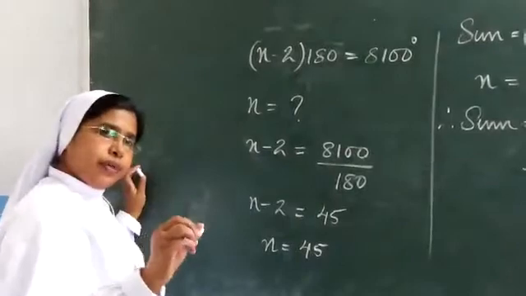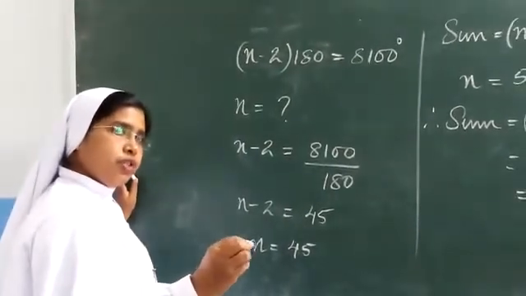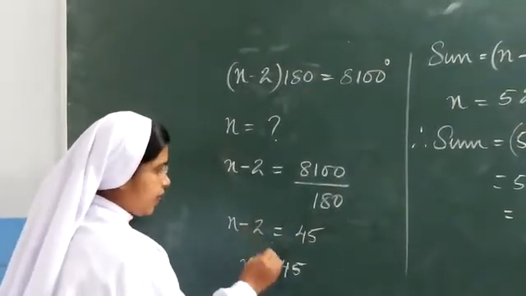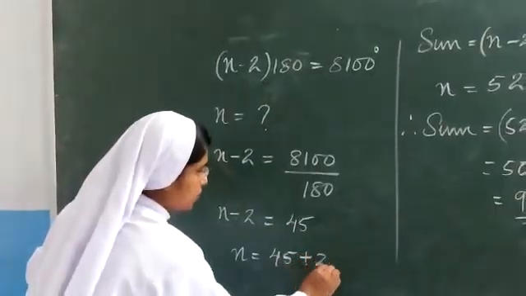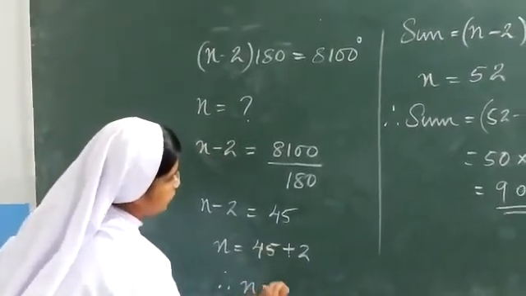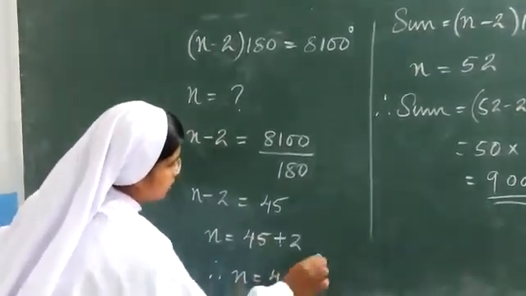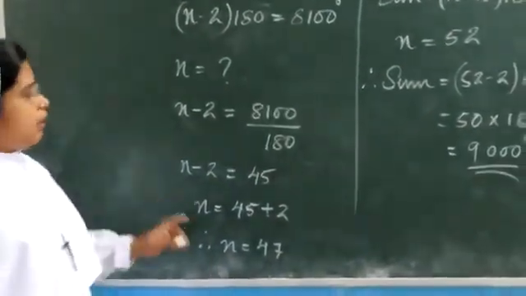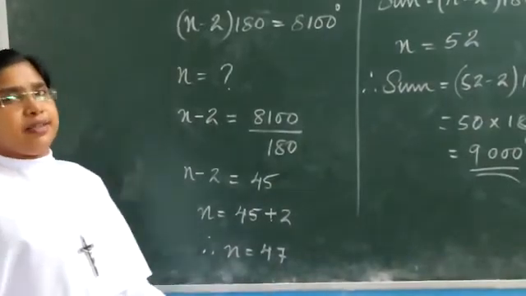Now you have to remember the algebra chapter. Minus 2 is going after the equal sign, so minus 2 will become plus 2. Therefore n is equal to 47. How many sides were there? In this particular polygon, 47 sides are there.